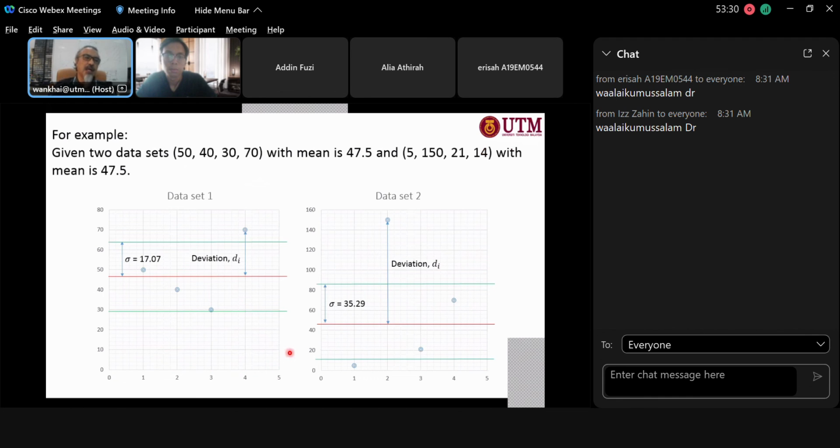So, an example here, given two sets of data, you have also the mean. Sometimes the mean does not actually represent everything. The deviation also needs to be used to see how well distributed the data is. So normally in statistical data we need to know both the deviation or standard deviation and also the mean.